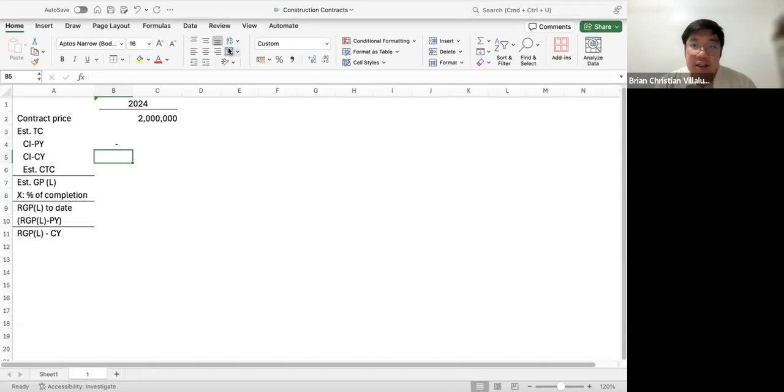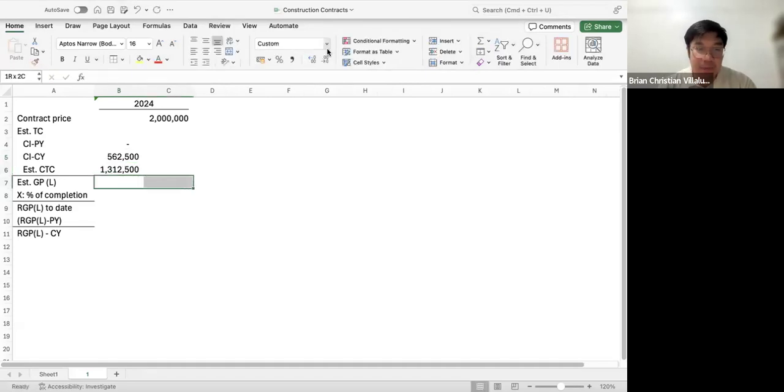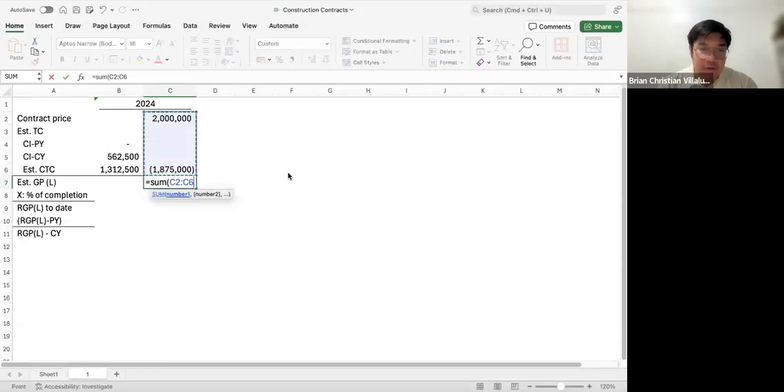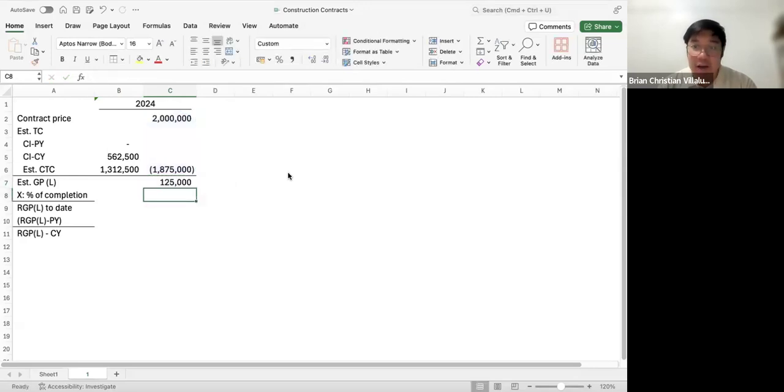Next. How much is the cost incurred in 2024? Sabi sa problem, that's 562,500. Estimated cost to complete, that is 1,312,500. How much is your estimated total cost? That would be 1,875,000. Magkano ang estimated gross profit natin? Kunin mo lang yung difference nito ni contract price at estimated total cost. That would be equal to 125,000.